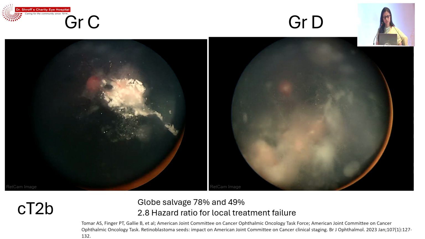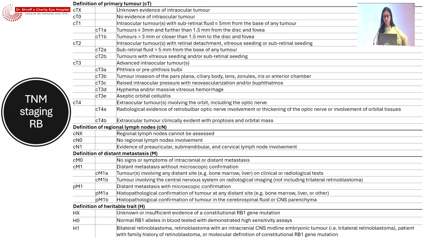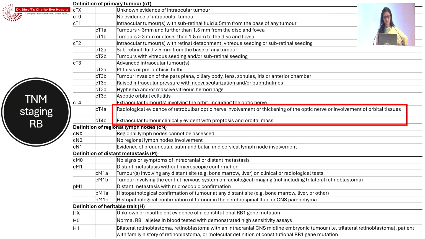In fact, a recent study does show that the globe salvage rate is 49% where there is focal seeding versus 78% where there is diffuse seeding. But again, both of them are clubbed together in the TNM as one group, which possibly needs a relook and further subcategorization, to be able to prognosticate the globe salvage outcome better.